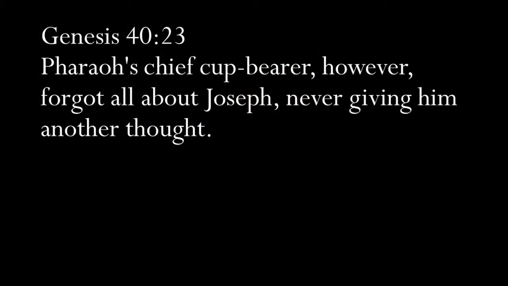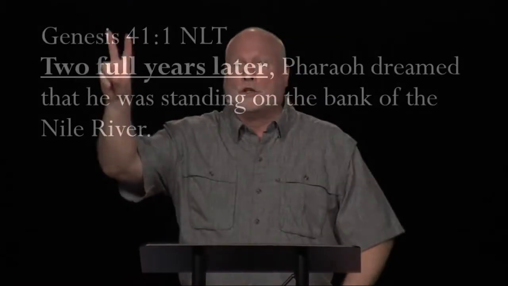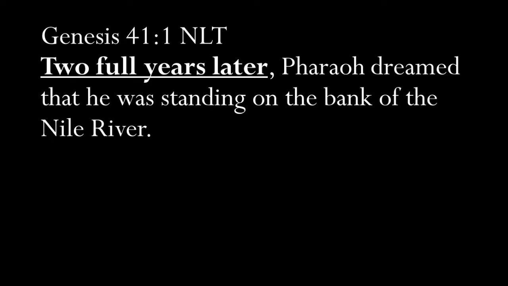Now later on, when Pharaoh has a spiritual dream and no one's able to interpret it, at that point, the cupbearer remembers Joseph. And he remembered the favor that Joseph had asked of him. So turn to chapter 41, verse 1, and let's look at Pharaoh's dream. We've already covered one whole chapter, chapter 40. Now we move to chapter 41. Notice what it says. 2 full years later. That's important. Pharaoh dreamed that he was standing on the bank of the Nile River.